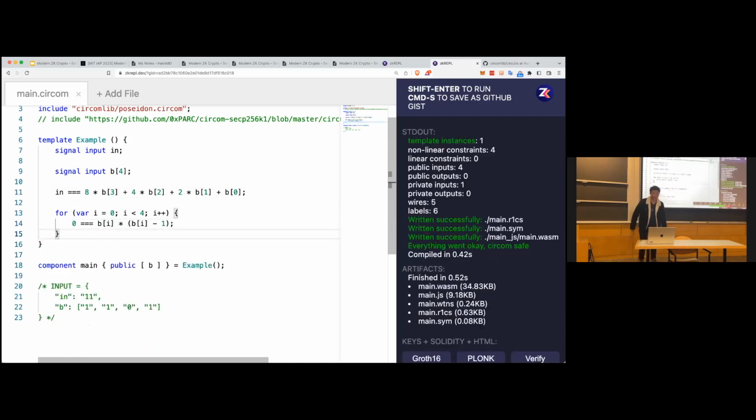Cool. Everything went okay. Circom safe. No errors. So this is a lot better than what we had previously. But there's one more part of this code snippet that doesn't scale with the number of bits that I care about, like bitifying my input to. Can anyone tell me the line number that's going to be a problem?